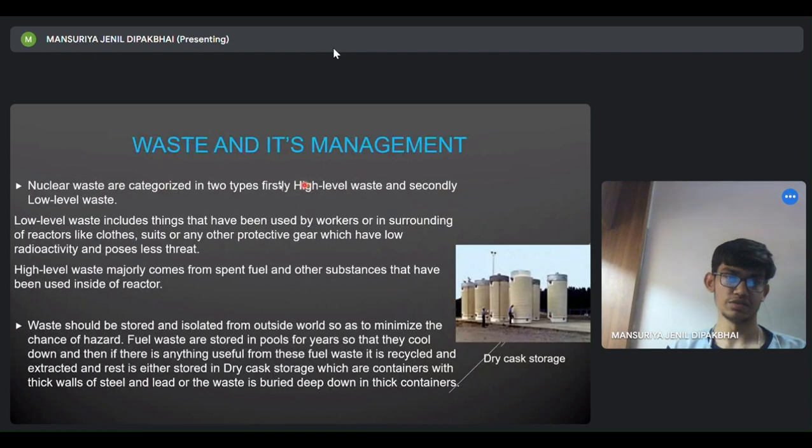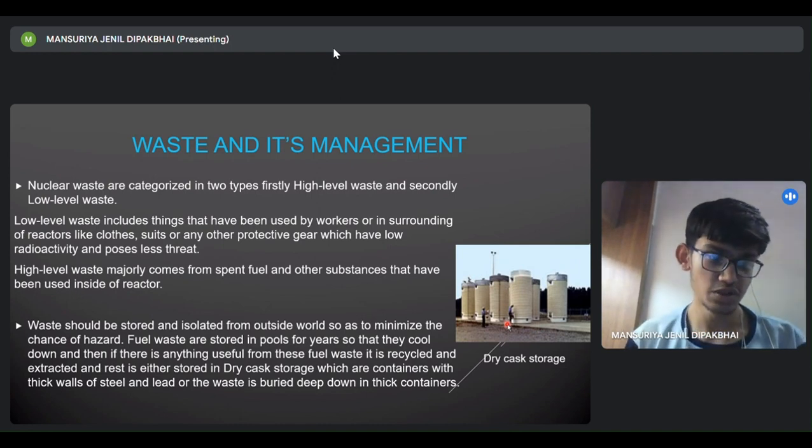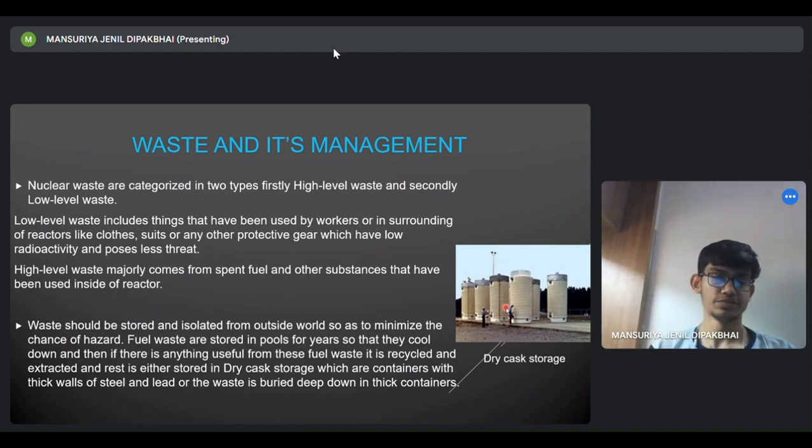Waste and its management. Nuclear wastes are categorized into two types. Firstly, high-level waste and second, low-level waste. Low-level waste includes things that have been used by workers or in the surroundings of reactors, like clothes, foods, or other protective gear like masks, which have low radioactivity and possess less threat. High-level waste majorly comes from spent fuel and substances that have been used inside the reactor. Waste should be managed efficiently because if not, it can cause hazard.